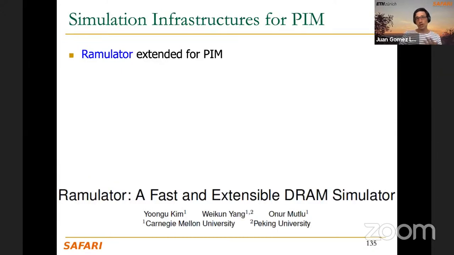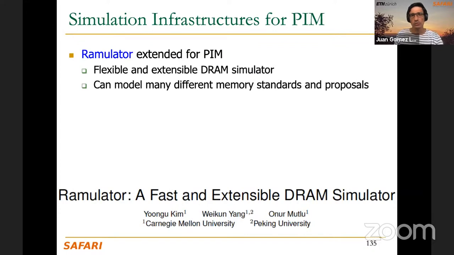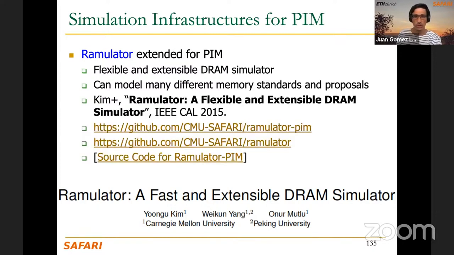And we also talk about the need for simulation, I mean, in general, infrastructures for processing in memory. For example, simulators. One simulator that we have extended for processing in memory is Ramulator. Ramulator is, as you may know, a flexible and extensible DRAM simulator that supports many different memory standards and proposals, and it's publicly available in our repository. And as I said, we created a version called Ramulator PIM that you can access from here that uses Ramulator for processing in memory simulation.